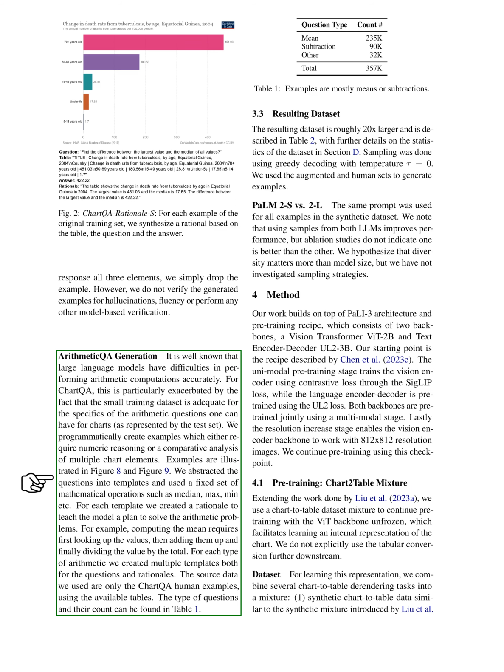For arithmetic questions, we create examples that require numeric reasoning or comparative analysis of chart elements. We use templates and predefined mathematical operations like median, max, and min. Each template includes a rationale to guide the model in solving arithmetic problems. These examples are based on the ChartQA human dataset and available tables.